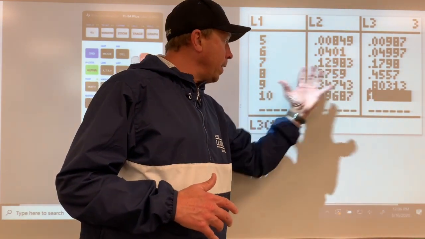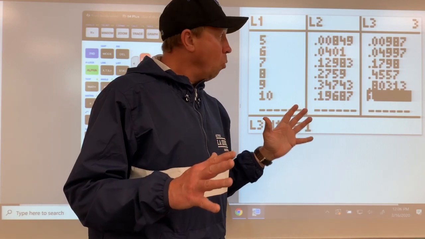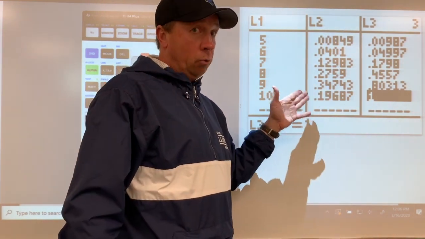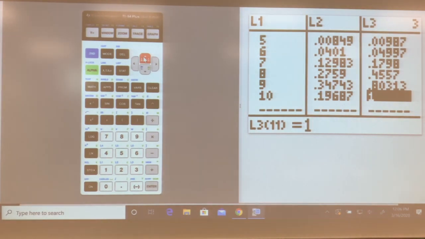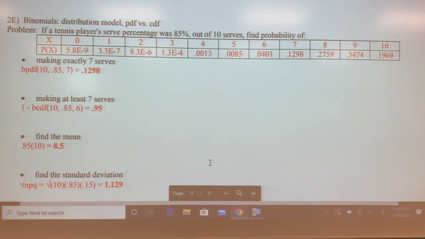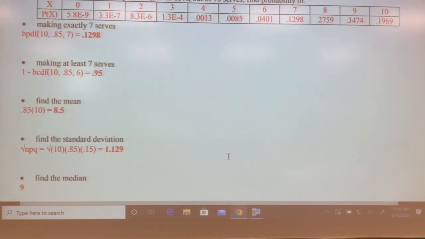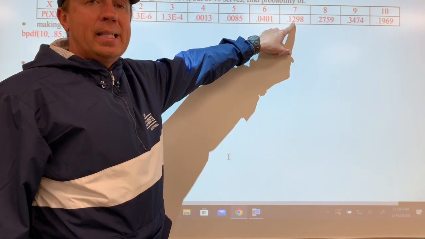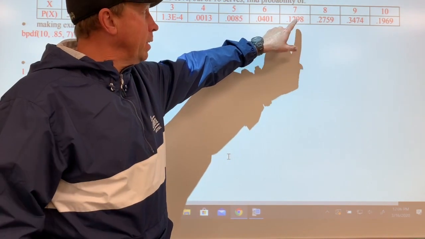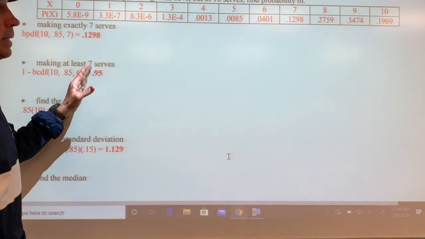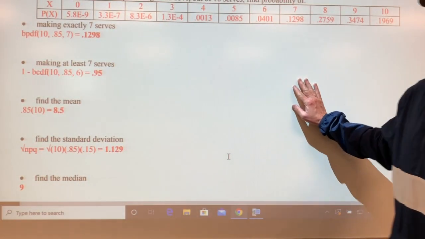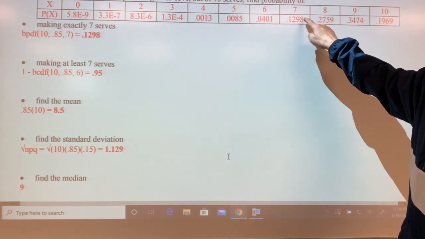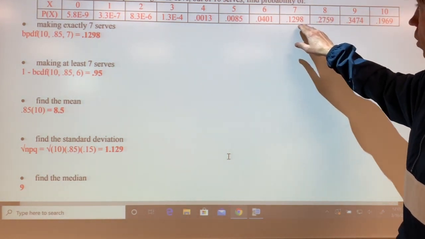Now with these in front of you, I'm going to go back to the regular screen. With these in front of you, you're going to be able to calculate these real quick. Okay, the probability of making exactly 7 serves, you have it right here. This is on the PDF function. It's going to be right there, okay? Making at least 7, you could add up 7, 8, 9, or 10.